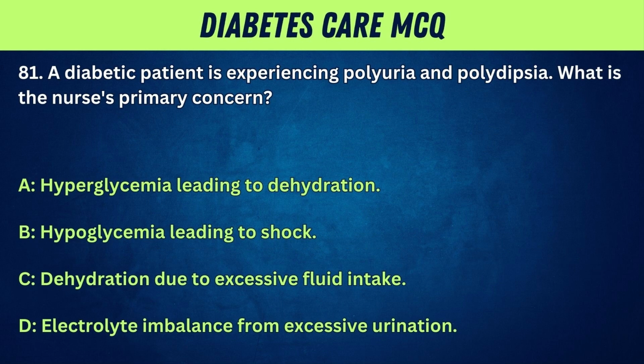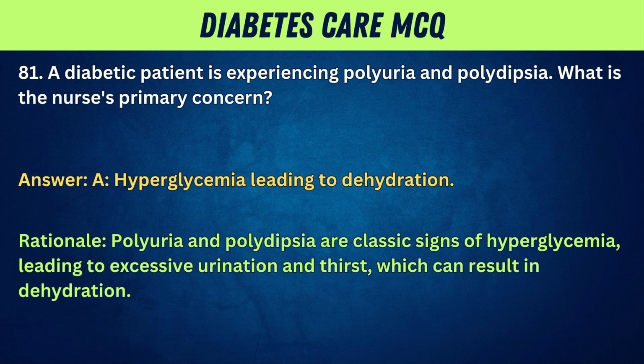81. A diabetic patient is experiencing polyuria and polydipsia. What is the nurse's primary concern? A. Hyperglycemia leading to dehydration. B. Hypoglycemia leading to shock. C. Dehydration due to excessive fluid intake. D. Electrolyte imbalance from excessive urination. Answer. A. Hyperglycemia leading to dehydration. Rationale: polyuria and polydipsia are classic signs of hyperglycemia, leading to excessive urination and thirst, which can result in dehydration.